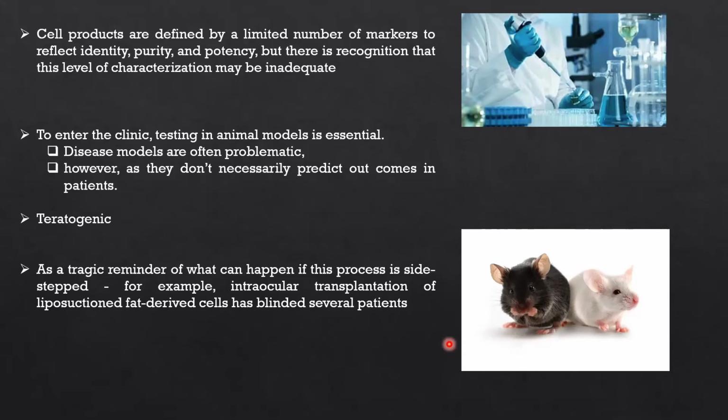I have mentioned a few here: identifying them based on markers, purity, and their potency to differentiate into a specific cell type. I think these factors are inadequate. More characterization can be done so that the transplant you do, either the differentiated cell from a stem cell or the direct stem cell transplantation, will be a success. To make it a success, more knowledge and more characterization is essential.